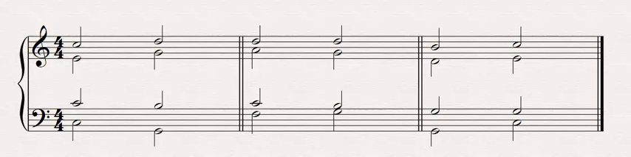Hey everyone, in this video we're going to talk about suspensions and retardations. These are accented non-harmonic tones and they both involve holding a note over from the previous chord, but they resolve different ways. So for a suspension, we hold the note over from the previous chord and then resolve by step down. So hold it over, resolve by step down.